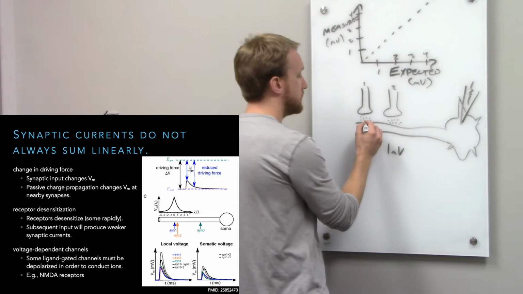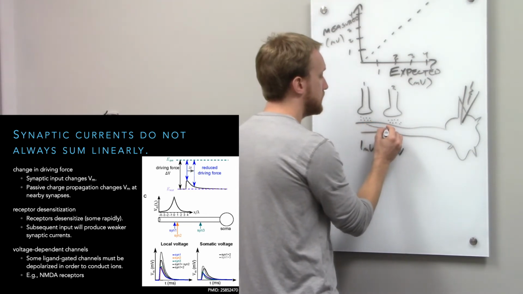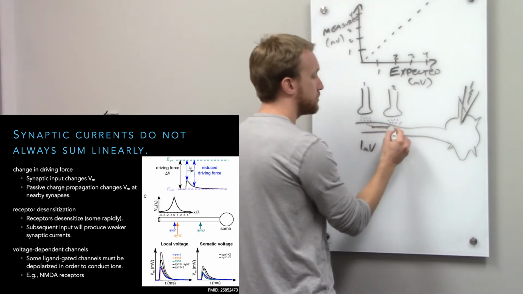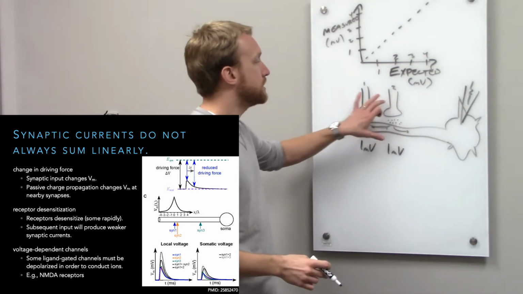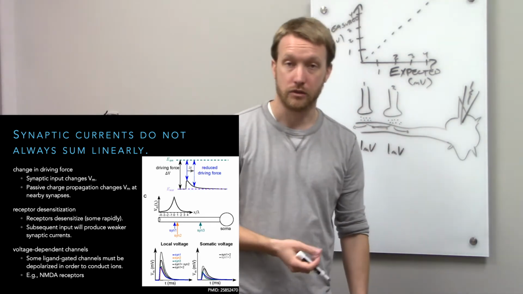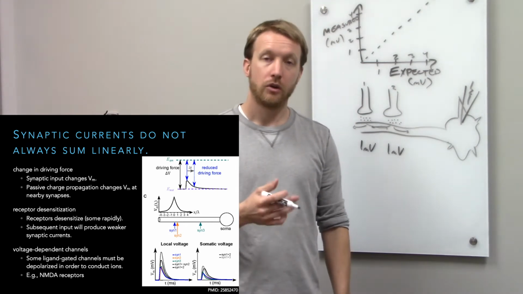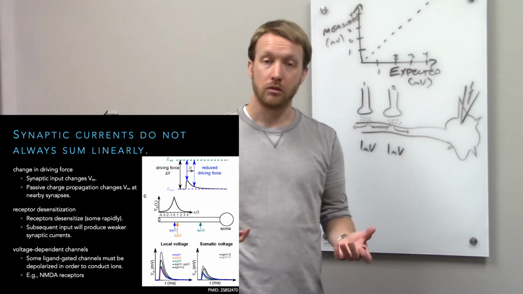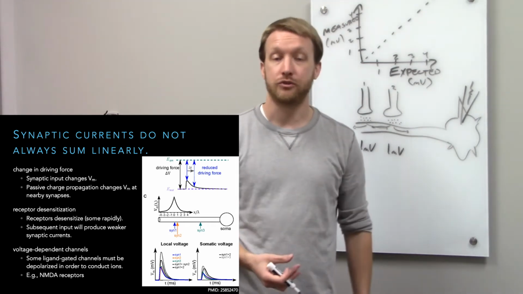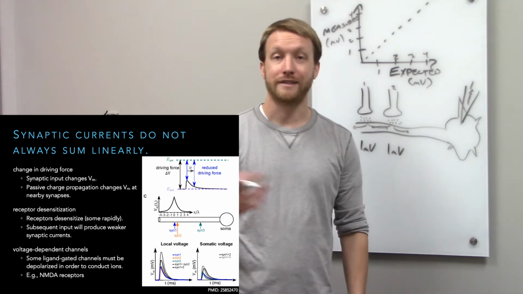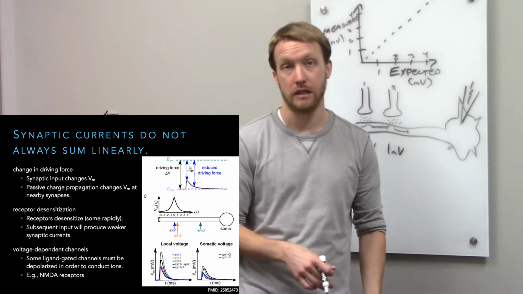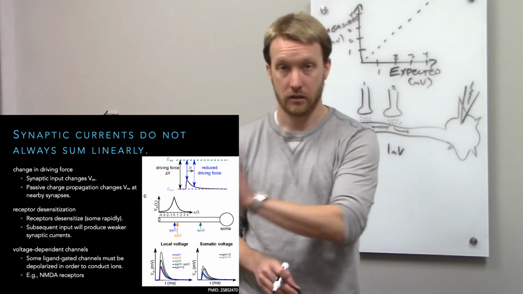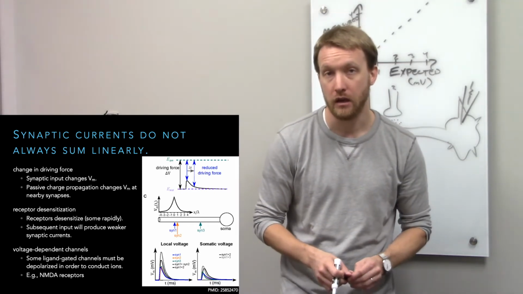Because as I stimulate these, that charge, of course, spreads in all directions. And that depolarization is going to affect the driving force. So in a synapse that's a little depolarized, we're going to have decreased driving force for our excitatory currents. And as such, they won't sum in a linear fashion. So that illustration over here is showing you that.